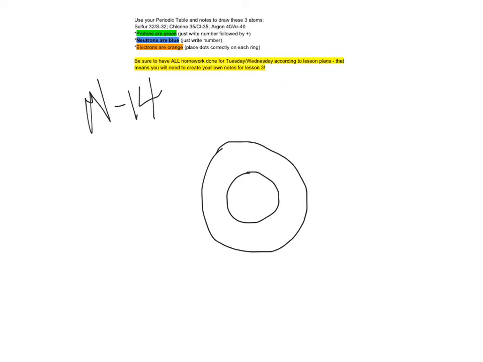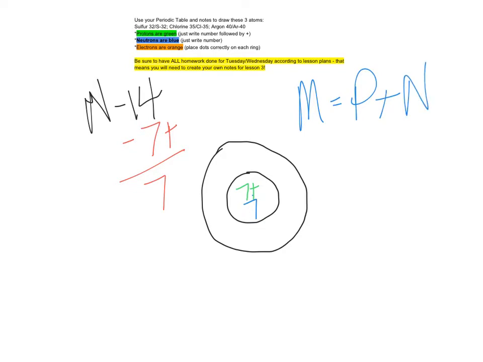So we'll put the protons in the nucleus, and you're supposed to use green for protons. And then 14, let me go back up here, 14 minus 7 protons equals 7. So the number of neutrons then is 7. 7 plus 7 equals 14. So there's the mass. Mass equals protons plus neutrons.